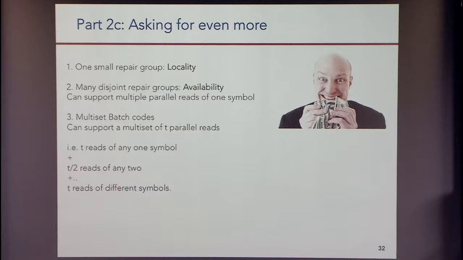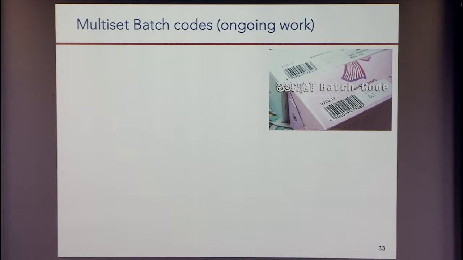So this is what you get if you Google batch codes in Google Images. This is probably some product, and they call these, like, secret batches of products. So anyway, I don't know exactly what that means.